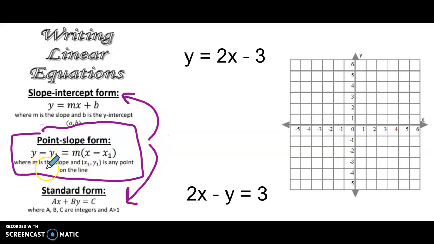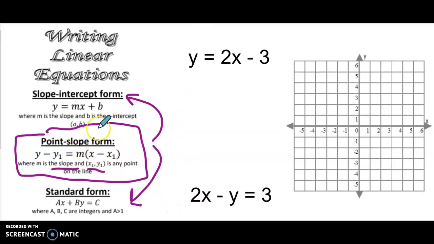Okay, it's usually used when you know the slope and you know some random point on the line. Then you take y minus the y coordinate of the point you know, set that equal to the slope times x minus the x coordinate of the point you know. And then you can distribute the slope, etc. We'll show you how to do that. I just wanted to introduce it by explaining what was going on here. Okay.